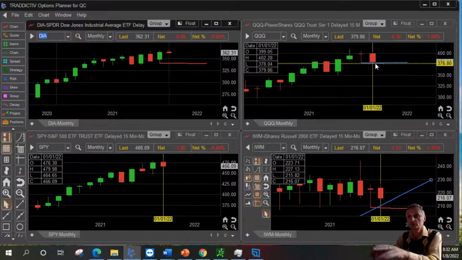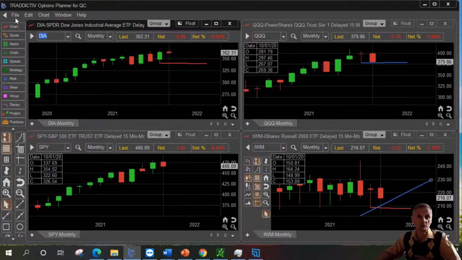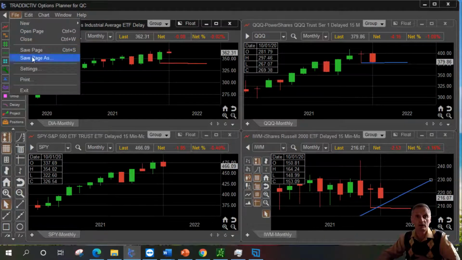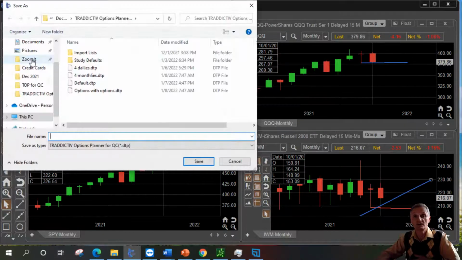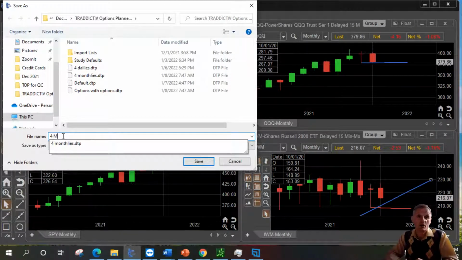So feel free to use the chat. While you're doing this, I'm going to tuck this away and pull up the options with options, and look at daily charts on the diamonds to get a little more detail. By the way, for those of you who are using Tradictive, I want to show you the last piece. How do you save this? You simply go here, save page as, and I like to name it the number 4, because that means 4 charts, and I use uppercase M for monthly.